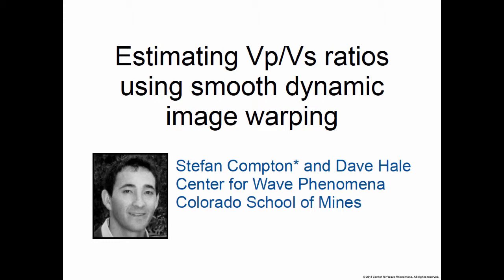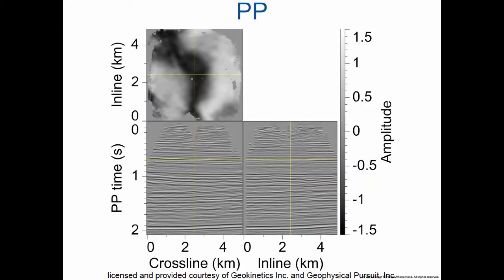Image registration is complicated by the fact that a PS image is not simply a time-shifted version of a PP image, due to differences in noise and reflection waveforms. However, the time shifts are related to the integral of VPVS and thus are often smoothly varying. Therefore, we take advantage of this inherent smoothness and compute time shifts using this new smooth dynamic image warping algorithm. First, let me show you some results of applying this to some 3D seismic PP and PS images.